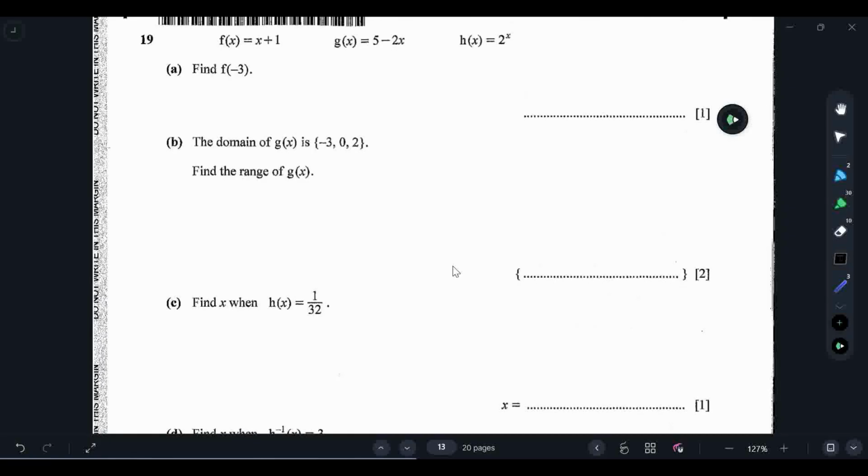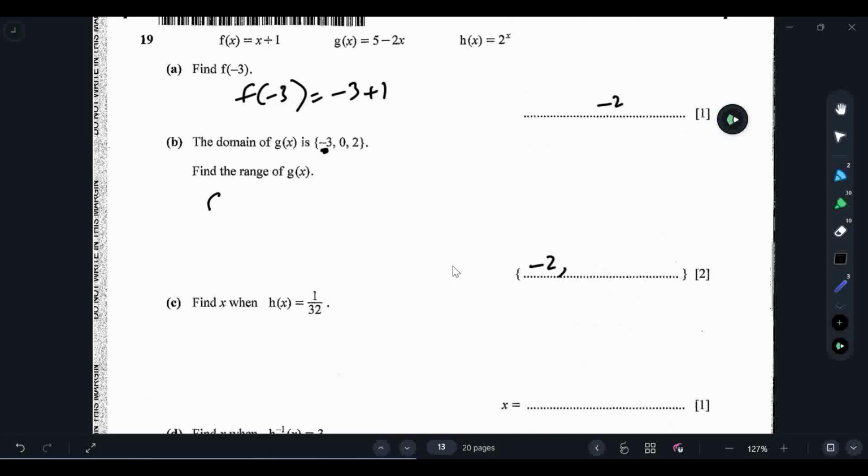Let's move to question number 19. In question number 19, we have to find f of minus 3. So f of minus 3 will be equal to minus 3 plus 1, which equals minus 2. Let's move to the B part. The domain of g of x is this. Find the range of this. When x is minus 3, the range value is minus 2.